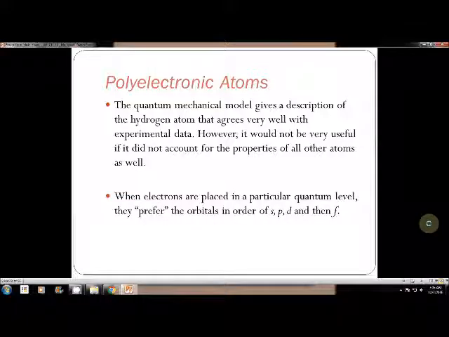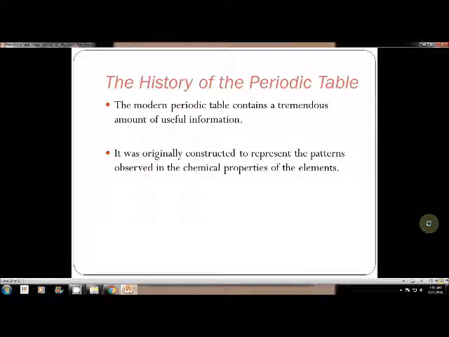We also have polyelectronic atoms. The quantum mechanical model gives a description of the hydrogen atom that agrees very well with experimental data. However, it would not be very useful if it didn't account for the properties of all the other atoms as well. So, when electrons are placed in a particular quantum level, they prefer the orbitals in order of s, p, d, and then f, which is kind of signified by the periodic table.